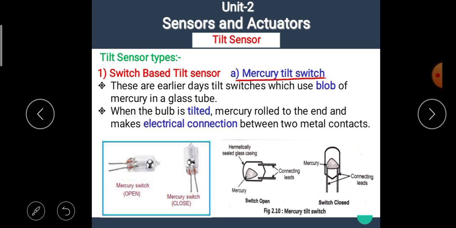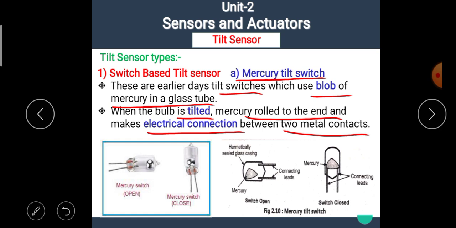These are the earliest tilt switches, which use a blob of mercury in a glass tube. When the bulb is tilted, the mercury rolls to the end and makes an electrical connection between two metal contacts. Like here, this is the mercury tilt switch in which there are two metal contacts like this, and here is the mercury blob.